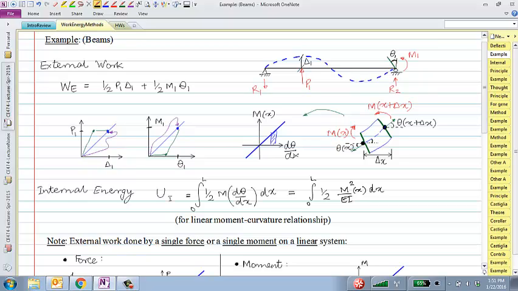Okay? So essentially, the conservation of energy principle says that this quantity up here, the total external work done by the applied loads, is equal to the total internal energy stored in the beam. And if you know these two things, then you can calculate the amount of deflection or rotation using this principle of conservation of energy. And we'll do some examples about that in a little bit.